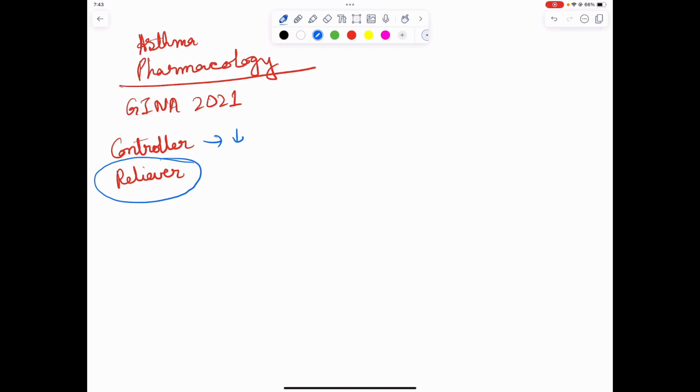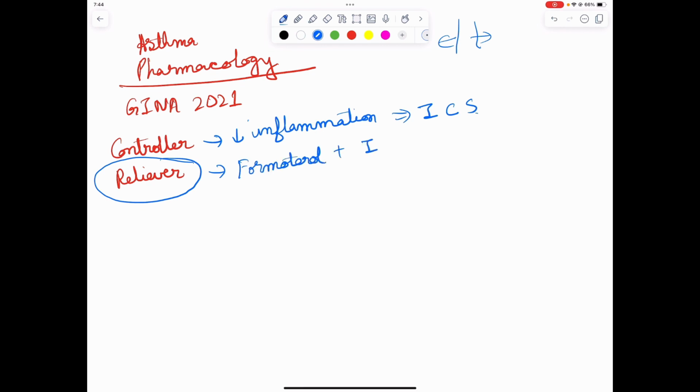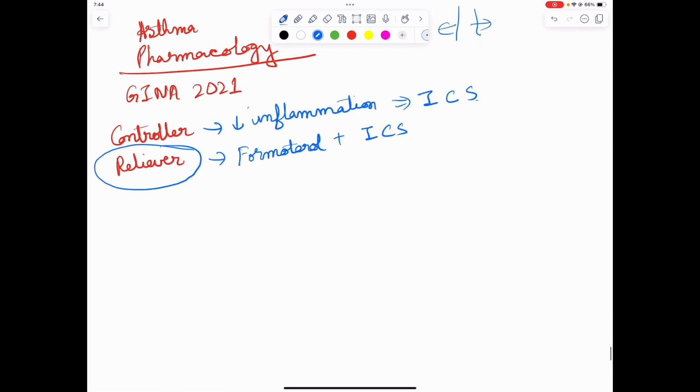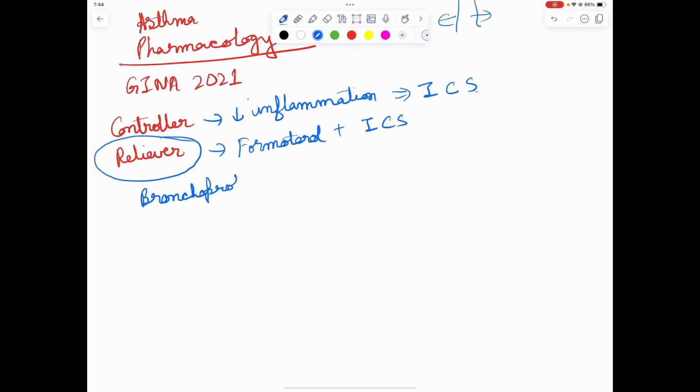So what will happen in controller? You want to reduce the inflammation. You are not thinking about the episodic asthmatic attack that will happen. Therefore, we will only give inhaled corticosteroids. But in reliever, you want to relieve the patient. So we will give long-acting beta-2 agonist, which will cause bronchodilation. So here we will give formoterol, that is a long-acting beta-2 agonist, plus inhaled corticosteroids. Now what it will do is it is bronchoprotective plus reduces inflammation.